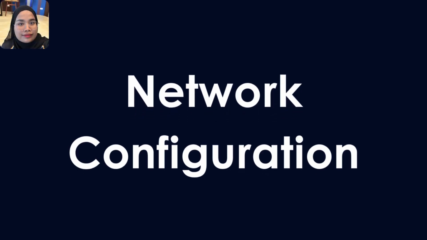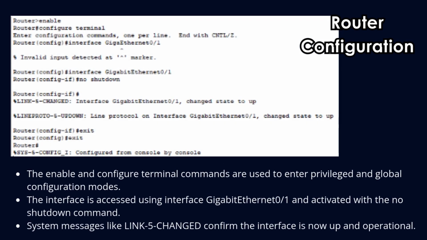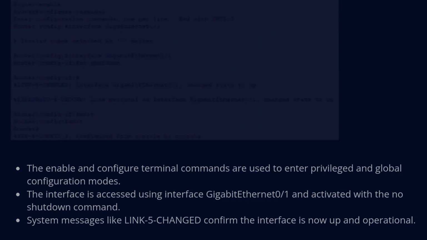And then next we move into network configuration. For the router configuration, the enable and configure terminal commands are used to enter privileged and global configuration modes. The interface is accessed using interface gigabitethernet 0/1 and activated with the no shutdown command, and system messages like link state changed confirm the interface is now up and operational.